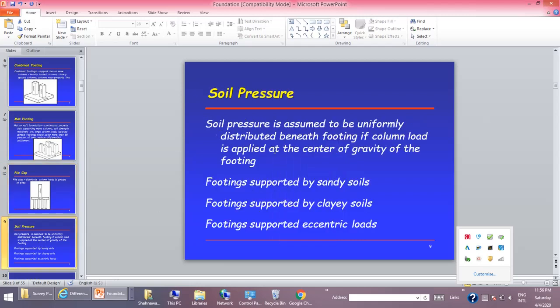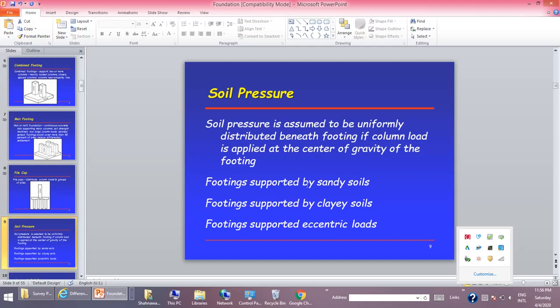Now the soil bearing capacity, soil pressure. This means the load coming from the column, the column transfers the load to the footing, and the footing transfers the load to the soil. So the soil will exert a pressure upward. Soil pressure is assumed to be uniformly distributed beneath the footing if the column load is applied at the center of gravity of the footing. There are footings supported by sandy soil, by clay soil, and by eccentric load. So there may be different kinds of soil where the footing is supported. In Saudi Arabia there is sandy soil, but in other countries the footing may be supported by clay soil.